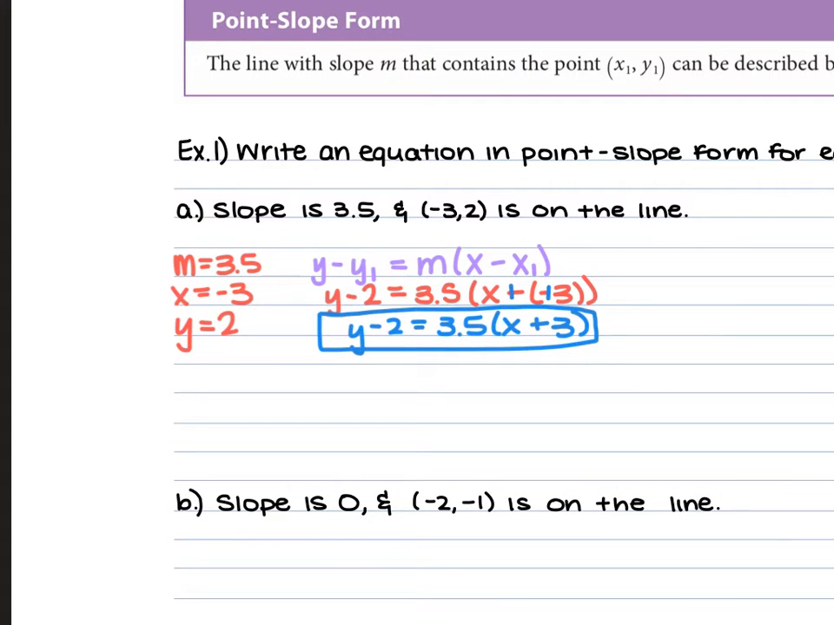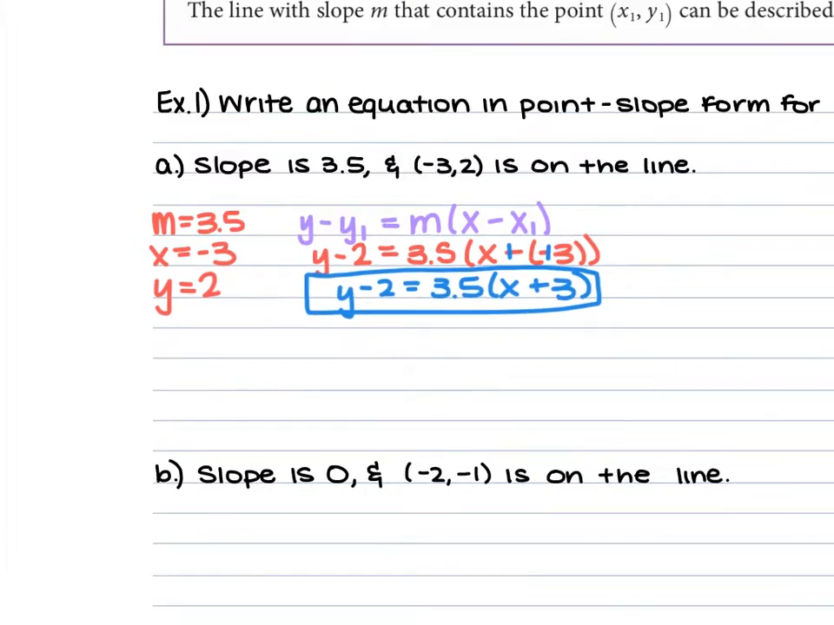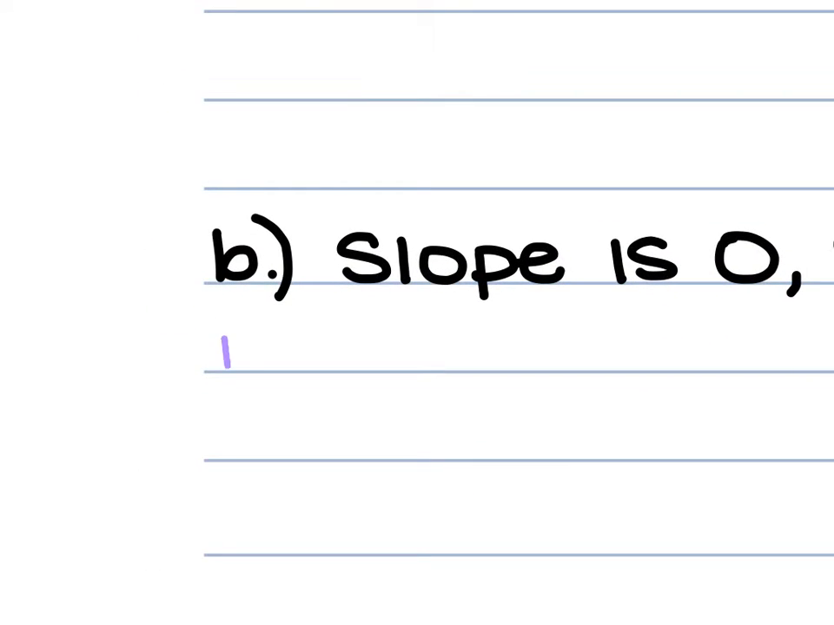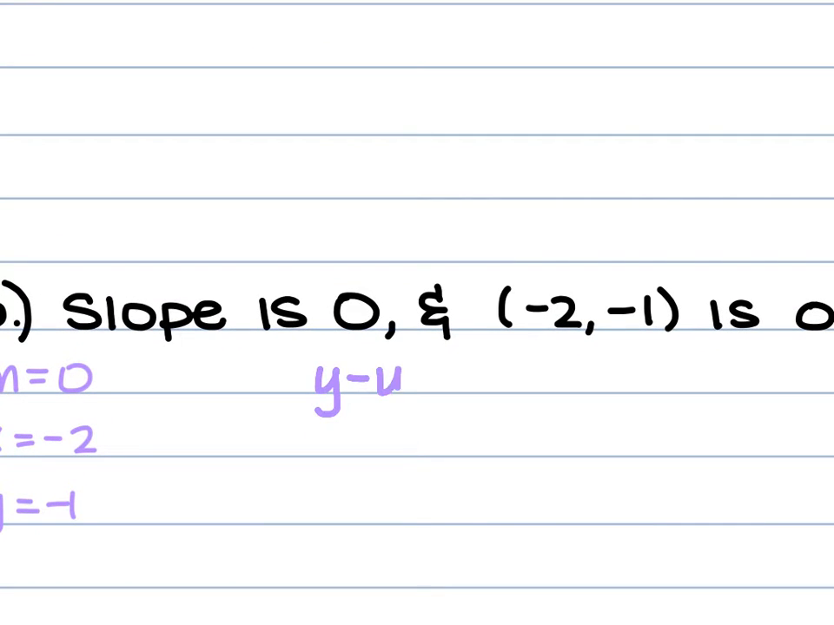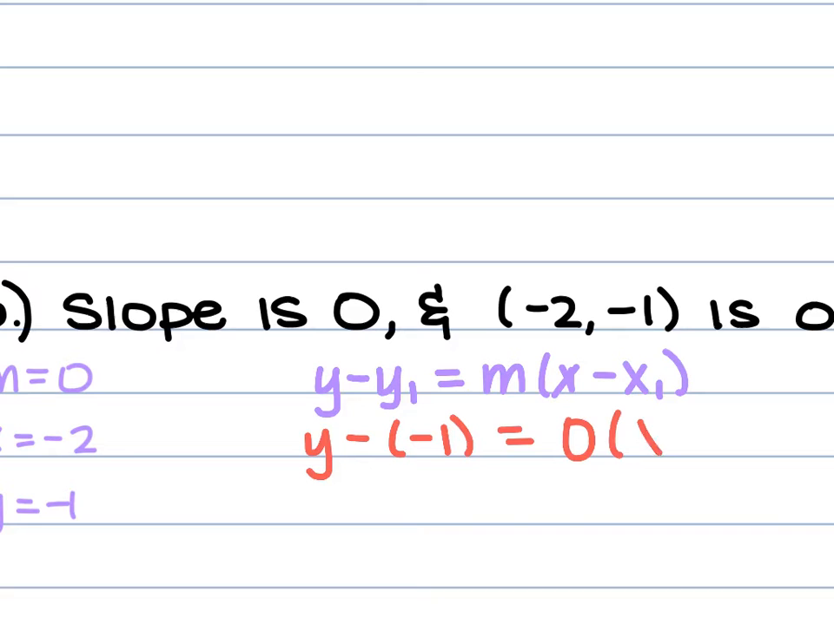For example B, it gives us a slope of 0 and the ordered pair -2, -1. So our slope, or our m value, is 0, our x is -2, our y is -1. We are using the formula y minus y1 is equal to m times x minus x1. So plug these values in. We're going to have y minus -1 is equal to 0 times x minus -2.